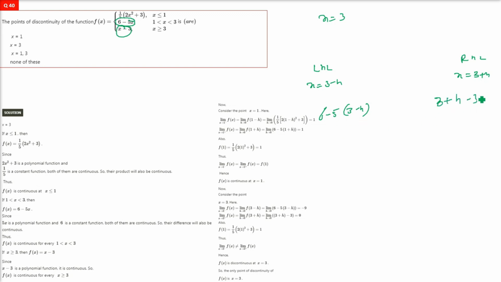So this 3 plus h minus 3 gets cancelled, and h is 0 already. So you have limit h tends to 0, just apply it. This is going to be 0, and this is 6 minus 5 times 3, 5 times 3 is 15, so 6 minus 15 is negative 9. The left hand limit and right hand limit are not matching. One is negative 9, one is 0. So x equals 3 is the point of discontinuity, that is the answer.